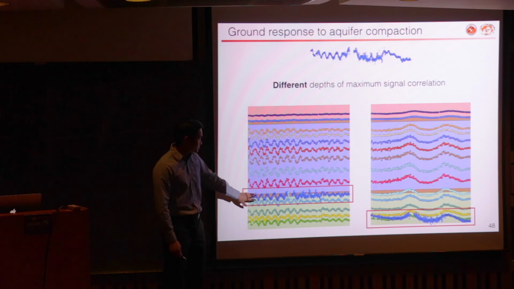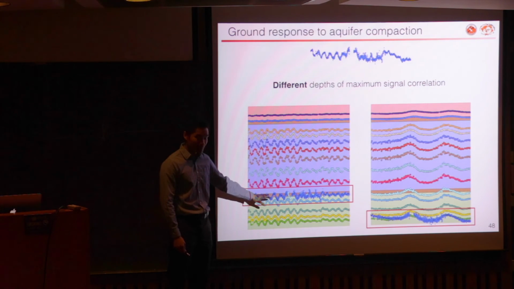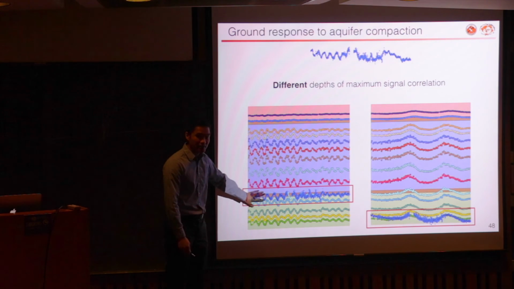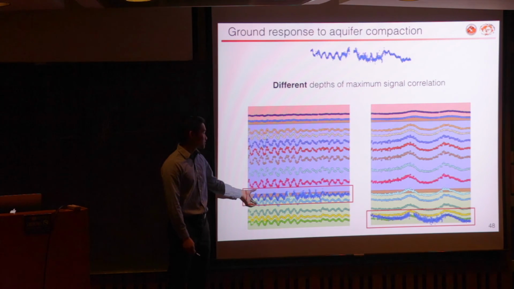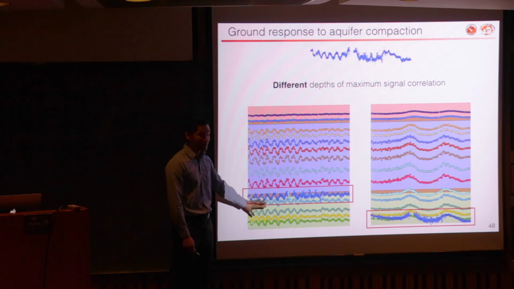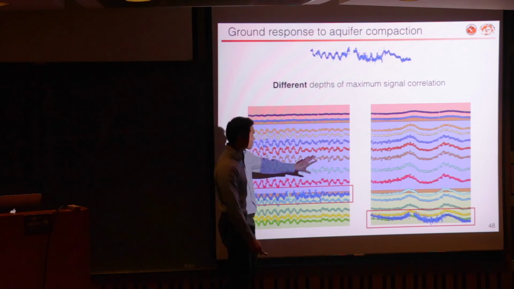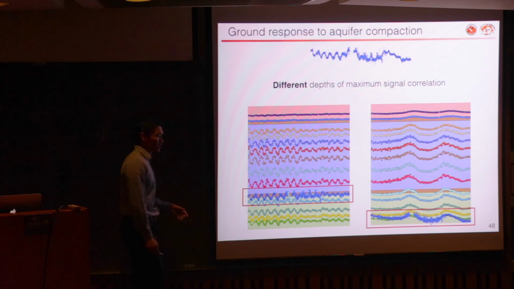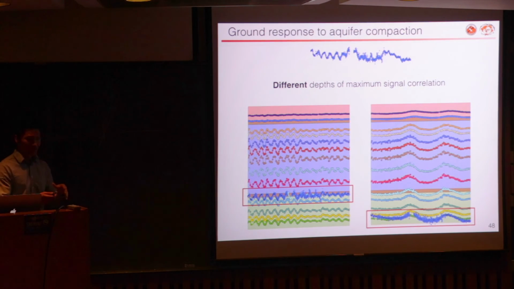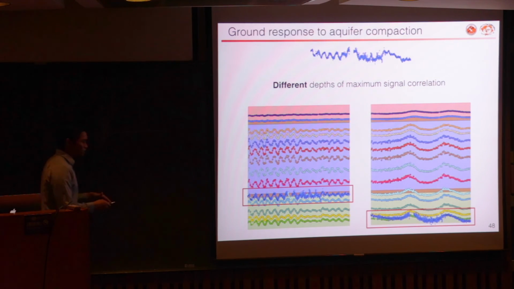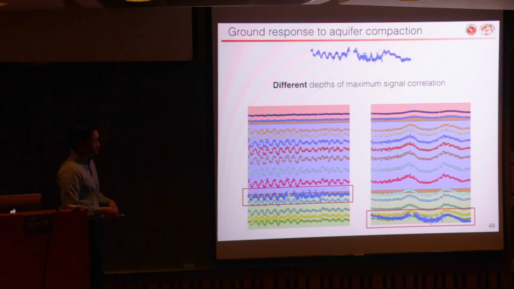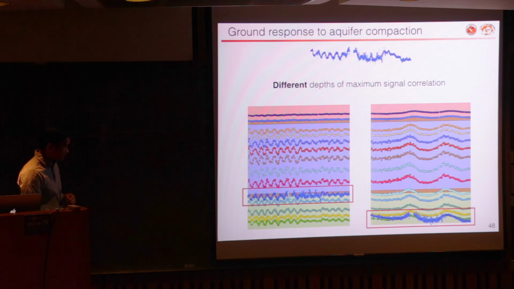For short-term signals, the periodic GPS deformation is mostly correlated with hydraulic head variations near the aquitard layer, separating the principal and deep aquifer. Whereas if we look at the long-term signals, the long-term signal is mainly correlated with time series that are in the deeper aquifer. So you would initially expect that these would be located at the same depth, but actually they're at different depths. So we'll explain that in a little bit.